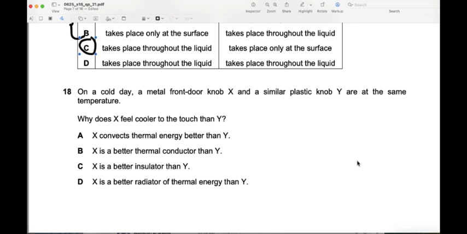A says X converts thermal energy better than Y. B says X is a better thermal conductor than Y. C says X is a better insulator than Y. No. D says X is a better radiator of thermal energy than Y. The answer is between B and D. I think B: X is a better thermal conductor than Y. You know, metals are better conductors than plastic. Plastics are good insulators. So for that reason, this option.